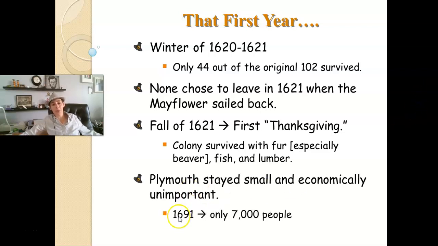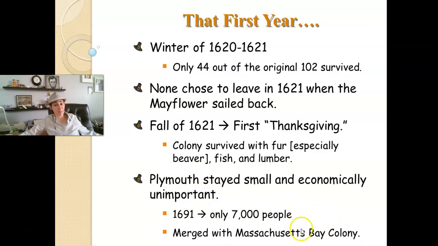All right. So in 1691, there were only 7,000 people, and that's after, what, 70 years of living there. So that's really not that much of a jump. You'll see the population changes are much larger in other colonies. They did eventually merge because you have Plymouth and then you have Massachusetts Bay, which was a separate colony. But they eventually merged and became Massachusetts.